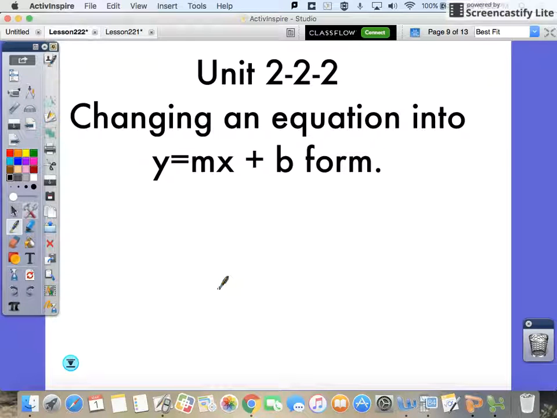All right, you guys are going to love me for this one. This is lesson 222 for geometry. Basically what we're doing is changing equations into y equals mx plus b form. So we're going to manipulate equations so that they look the way we are accustomed to them looking.